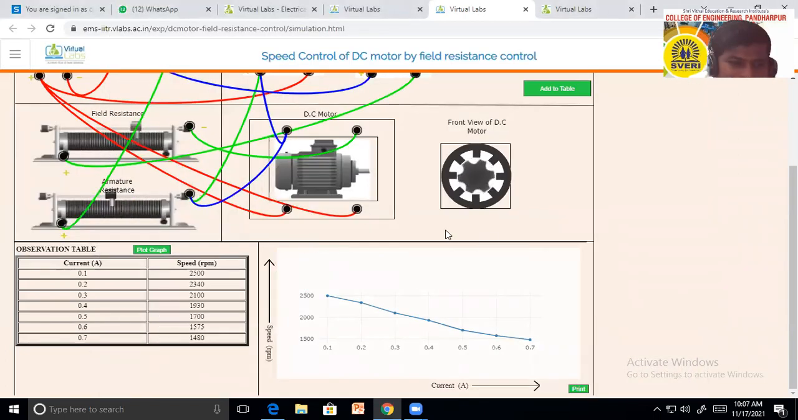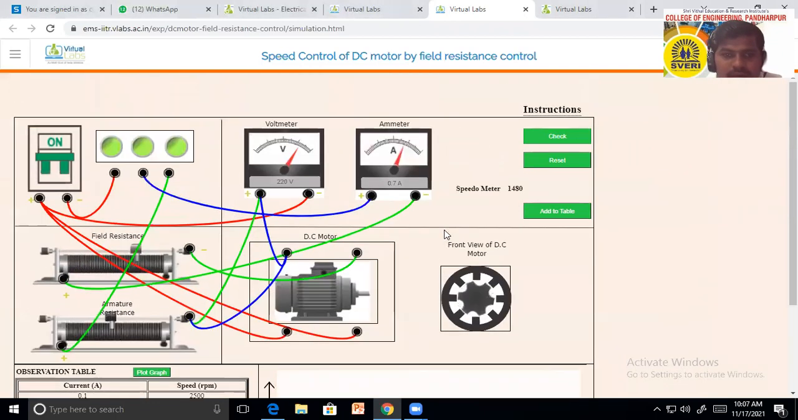Okay, getting it? Hello. Yes, sir. Okay, can we move to the next one, speed control technique? Yes, sir. Okay.